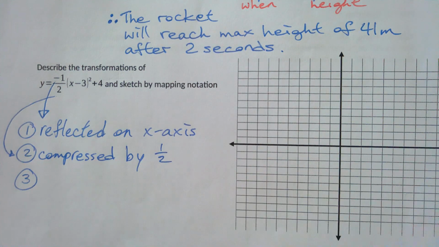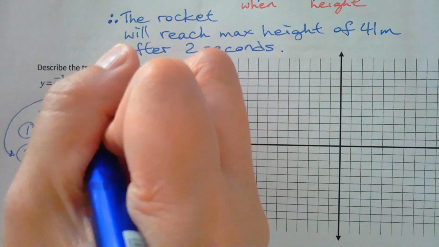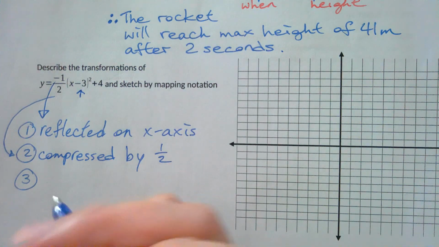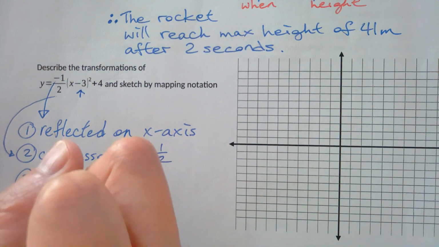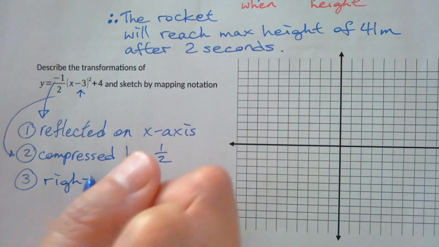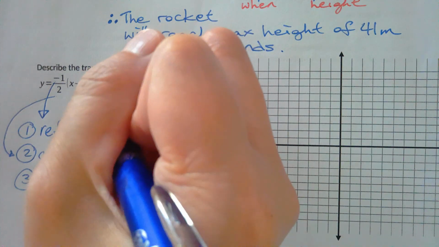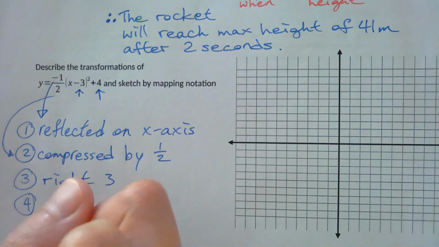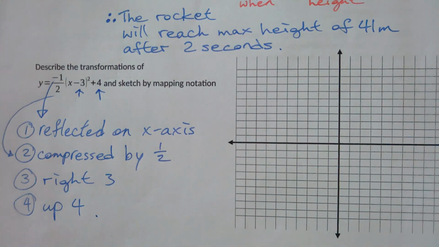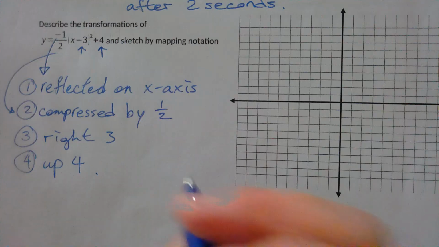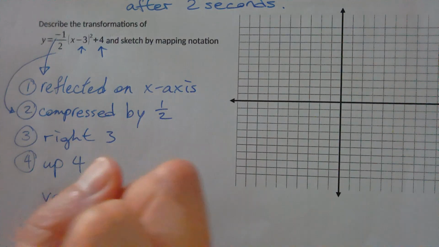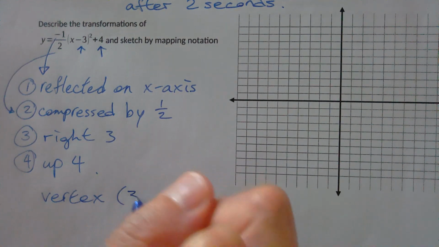The -3, this part. Jonathan? Right 3, up 4. Right, good. Right 3, and then this up 4. Good. What is your vertex here? Jonathan? 3, 4. Yep. Vertex is (3, 4).